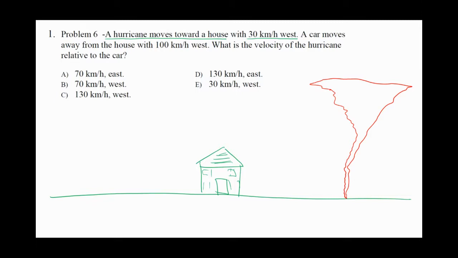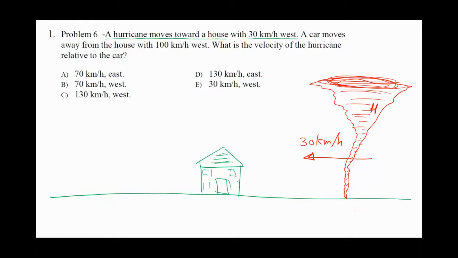Usually hurricanes come from oceans. This is a hurricane. It moves to the west at 30 kilometers per hour. I will call the hurricane H.